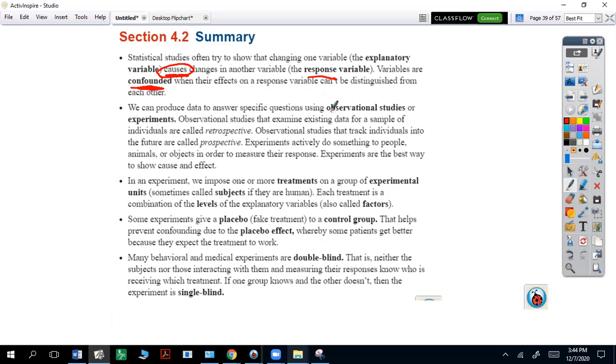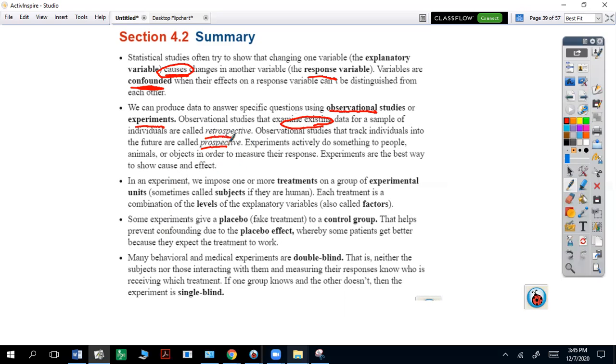There's a difference between observational studies and experiments. Observational studies examine existing data, whereas experiments try to do something to people, animals, or objects, or whatever, to see if an effect and cause is shown to give us some new data. So retrospective versus prospective.